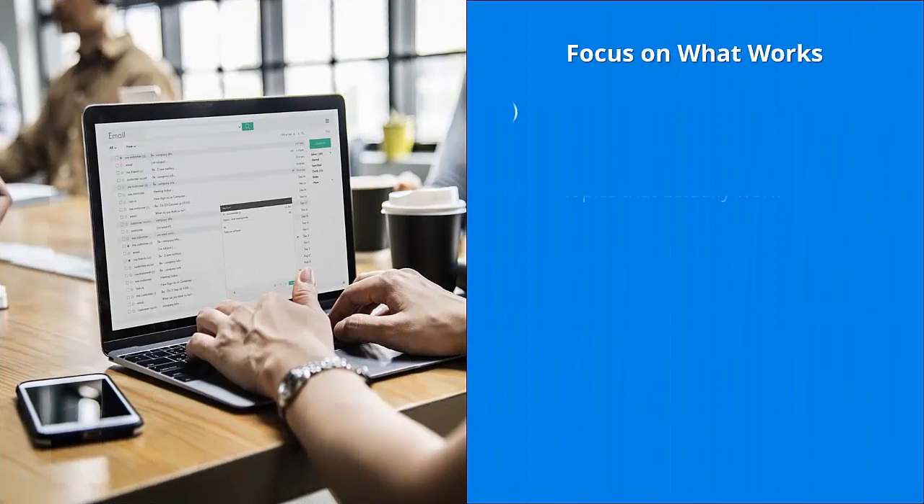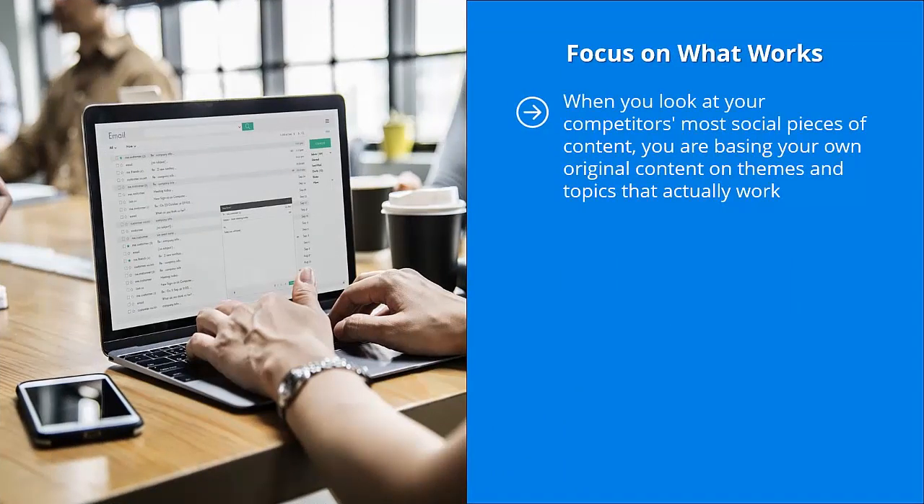Focus on what works. When you look at your competitors' most social pieces of content, you are basing your own original content on themes and topics that actually work. They have traction with your target audience members. You're not wasting money or time taking wild guesses.